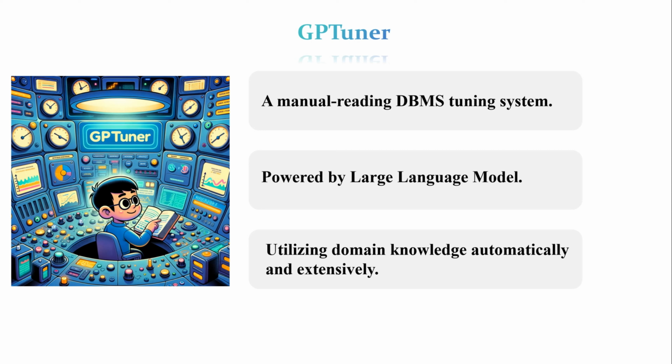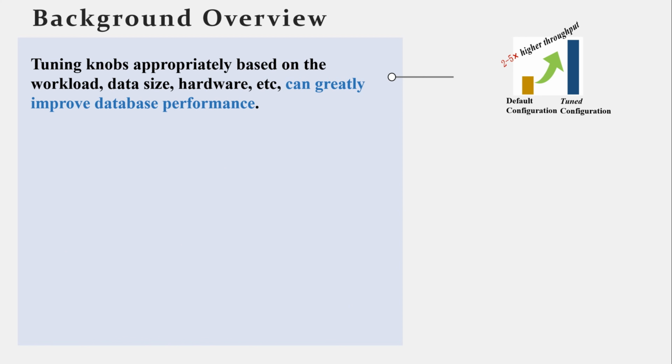GPTuner is a novel manual-reading database tuning system, powered by large language models, that leverages domain knowledge to enhance the knob tuning process. A knob is a configurable parameter which controls system behaviors. Tuning knobs appropriately based on the workload, data size, hardware, etc., can greatly improve the performance.